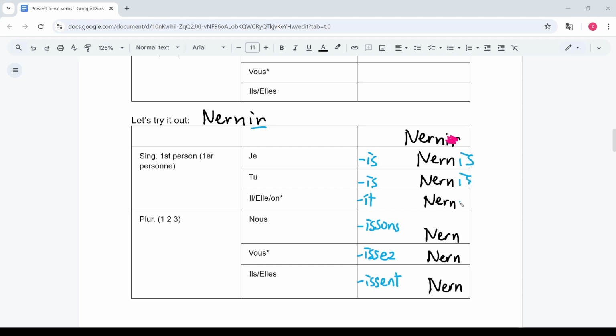Depending on what the subject is, we add our new endings for the present tense. IS, IS, IT, ISSONS, ISSEZ, and ISSENT. So this will become je nernis, tu nernis, il, elle, on nernit, nous nernissons, vous nernissez, and il, elle, remember, don't pronounce the S, nernissent, so pronounce just like an E.